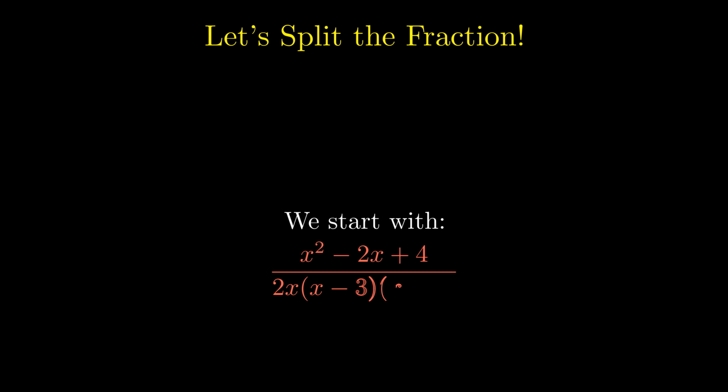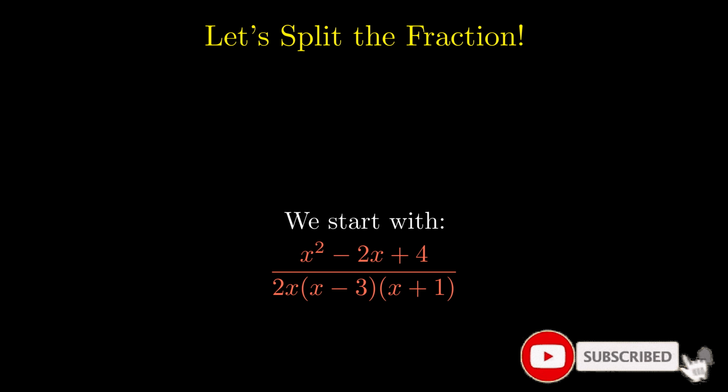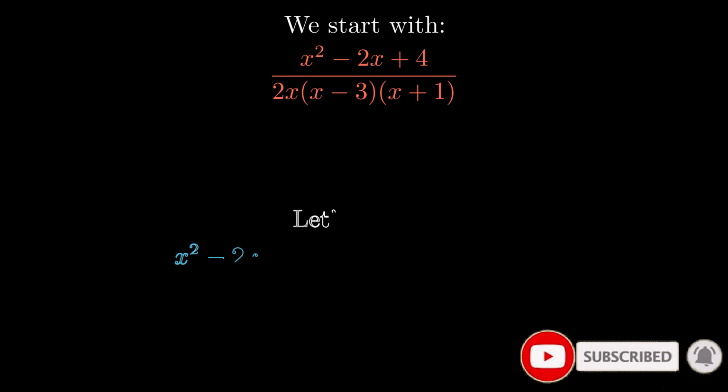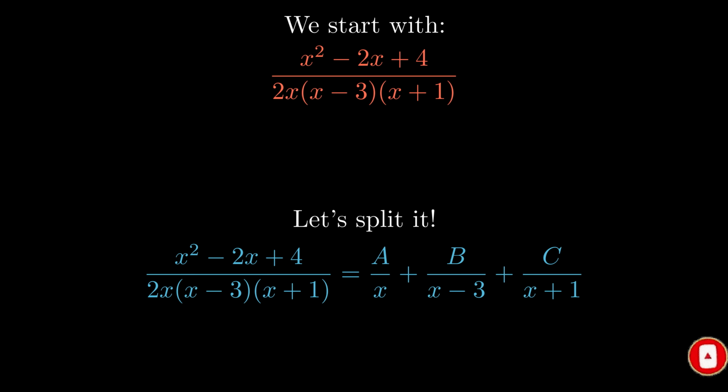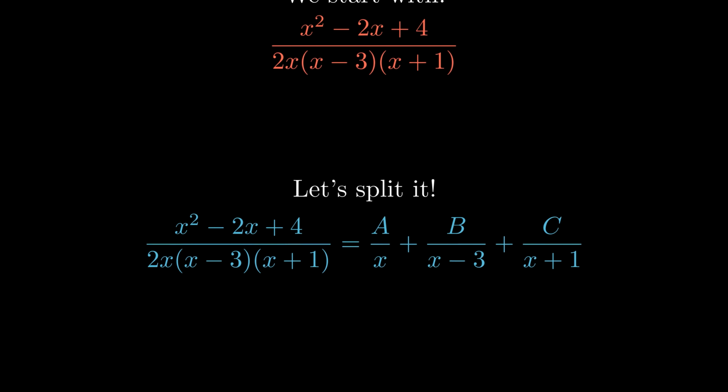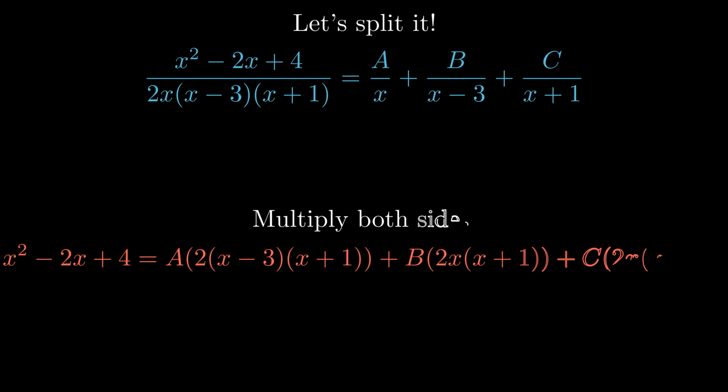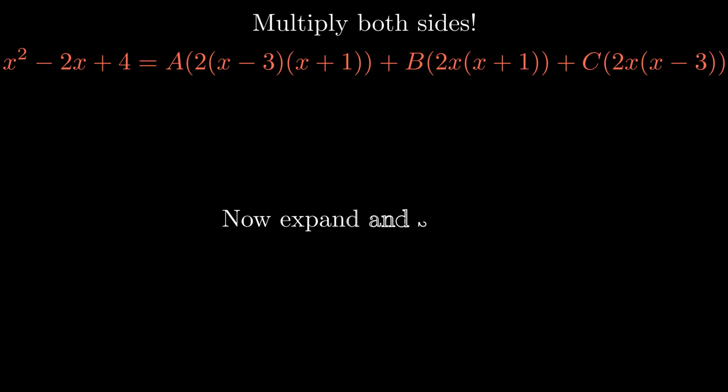We start with x squared minus 2x plus 4 over 2x times x minus 3 times x plus 1. We want to split this into 3 simpler fractions using a, b, and c. We multiply both sides by the full denominator to get rid of the fractions. Next, we expand the right side and compare like terms. Let's solve it step by step.